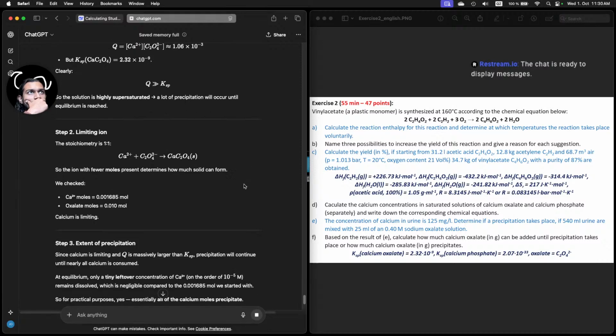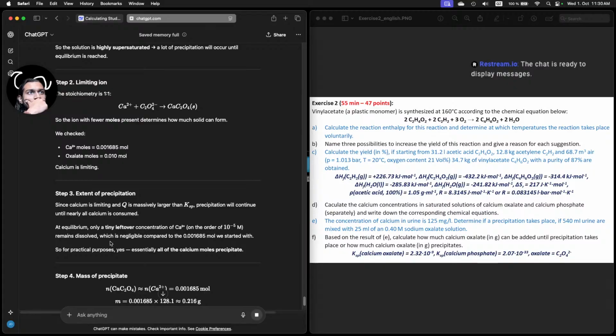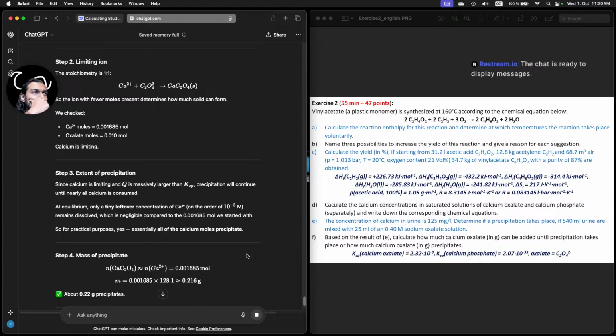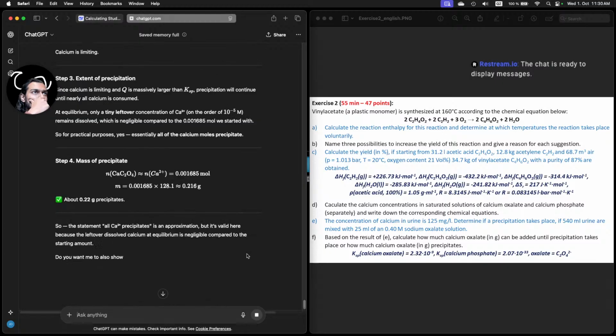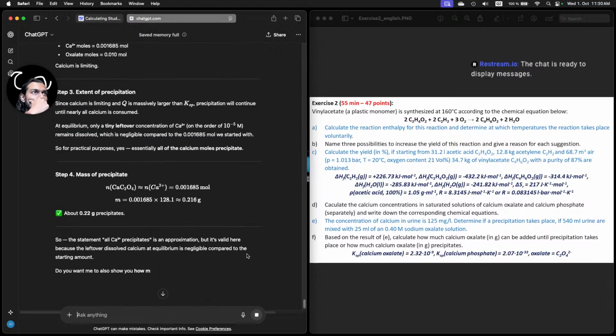Why though? Why 10 raised to minus 5? It remains dissolved, which is negligible compared to the moles we started with. For practical purposes, yes, essentially all of the calcium moles precipitate. Interesting.